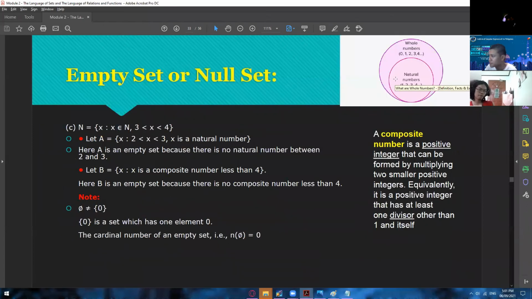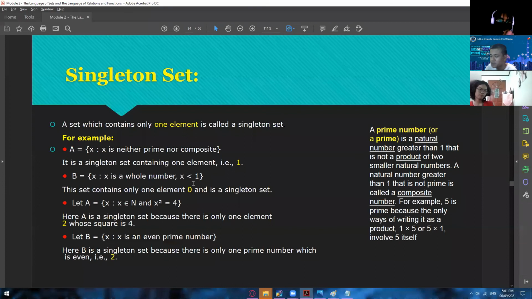And let's go back to the whole numbers. So we only have 0, 1, 2, 3, and 4. Okay, so the only element that is less than 1 is 0. So that is why this one is called a singleton set.